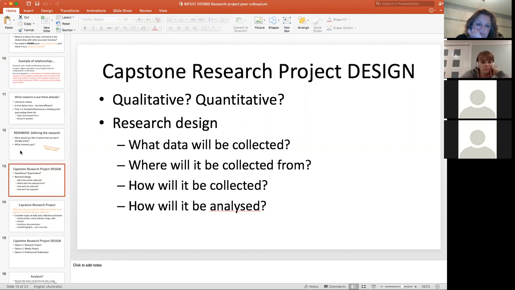So the research design, basically we're looking at 4 sentences here. What data will be collected? Where will it be collected from? How will it be collected? How will it be analysed? You can do that in 4 sentences, maybe even 2 sentences. But I really want to see that in your report. It's got to be clear, because you can't start talking about what you found if I don't understand where you've got it from and how you got it.